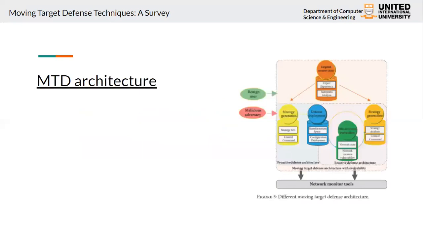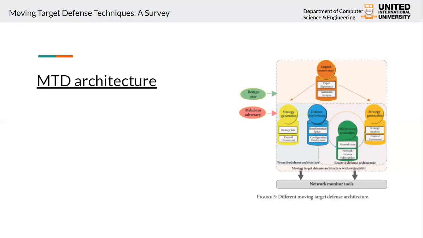Now, MTD architecture. MTD based on man-machine collaboration is meant to cope with the deviation of data analysis and strategy formulation. By combining the results of expert experience with those of machine learning, it ensures the accuracy of strategy generation and the effectiveness of mechanism implementation. Let's see this figure 5.